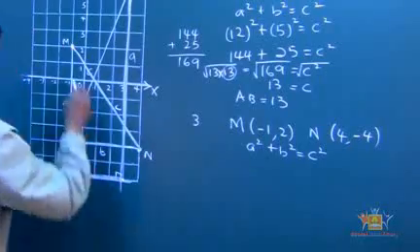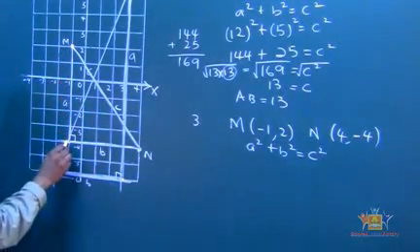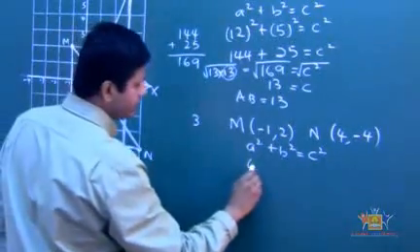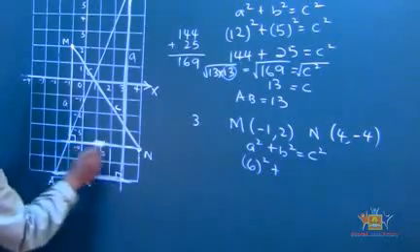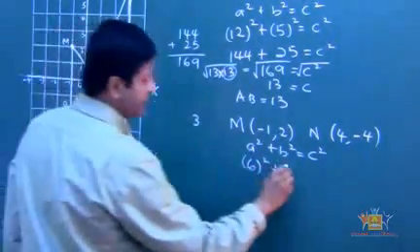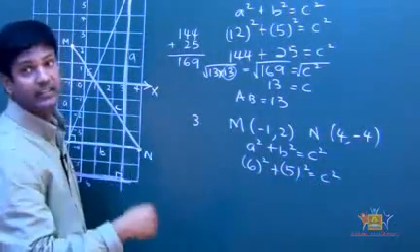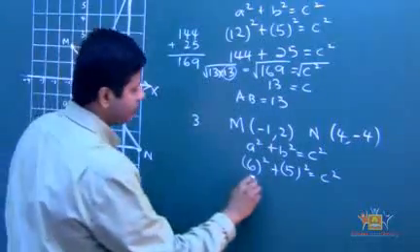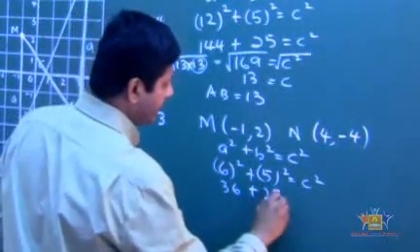Alright, so A: 1, 2, 3, 4, 5, 6. See that? 6. So 6 squared. Remember that. And B, from here to there: 1, 2, 3, 4, 5. That means 5 squared. Okay, 6 squared is 6 times 6, which is 36. 5 squared is 5 times 5, which is 25.